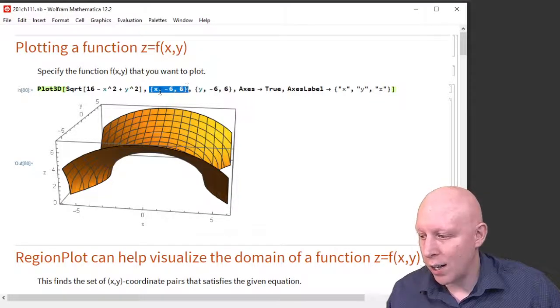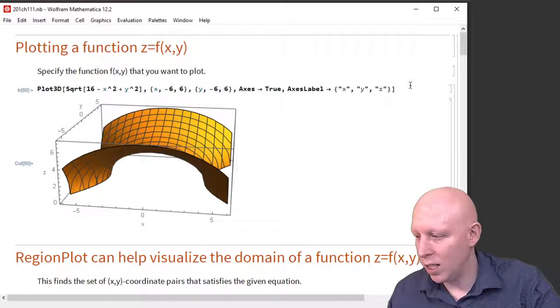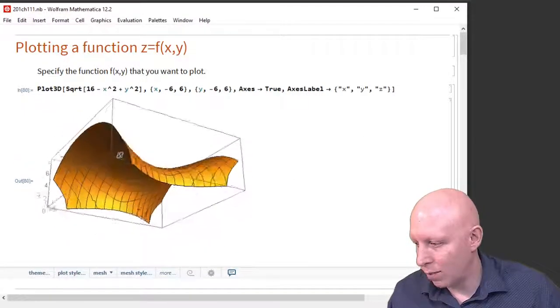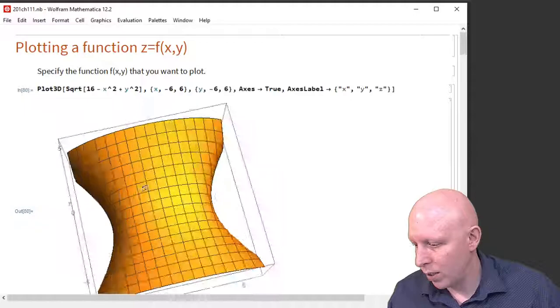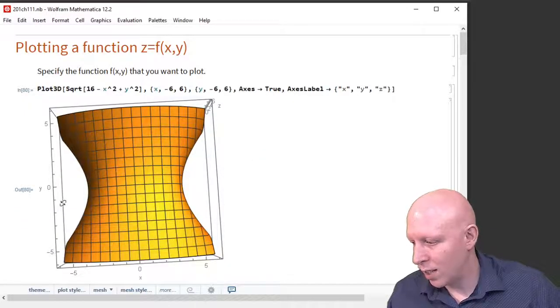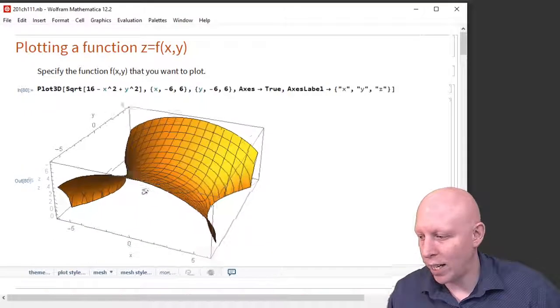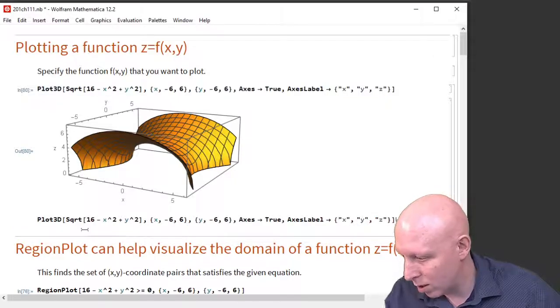And you specify the values of x that you want to consider, the values of y that you want to consider, and I've put in some additional options here to make this easier to read. And when you use Shift Enter to evaluate, then you can see what the graph of this function looks like. Right, and you can see this is a function that's not defined over here or over here. It's only defined in this wider range.